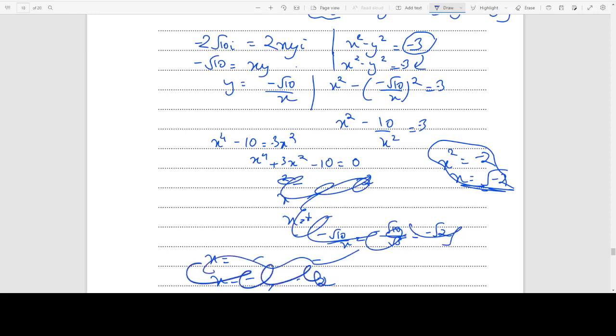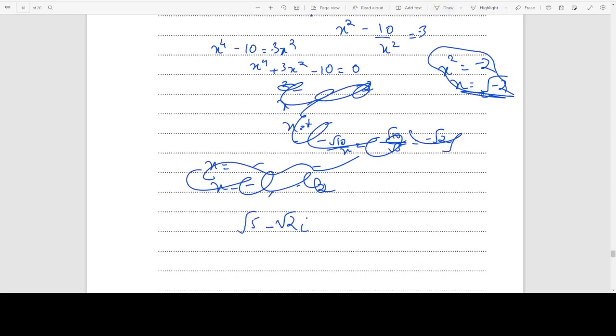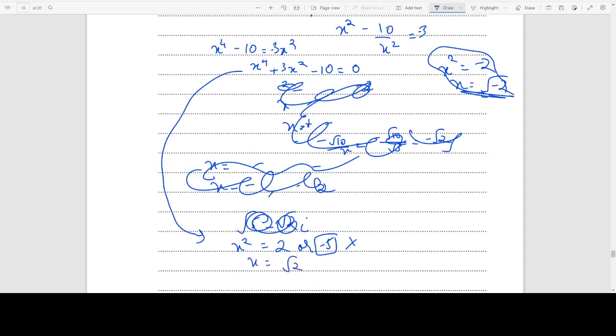So we have x, we'll move ahead from this part. So we get x square is equal to either 2 or minus 5, but minus 5 is not possible because x cannot be a complex number in this case. So x is equal to plus minus root 2.